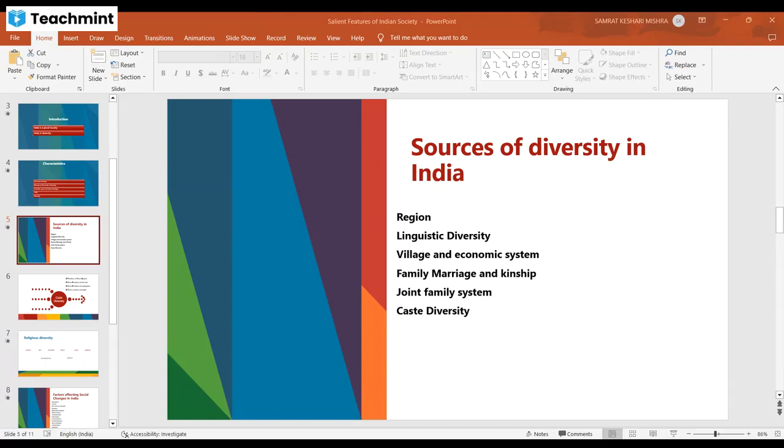Region gives diversity in India. Then linguistic diversity.